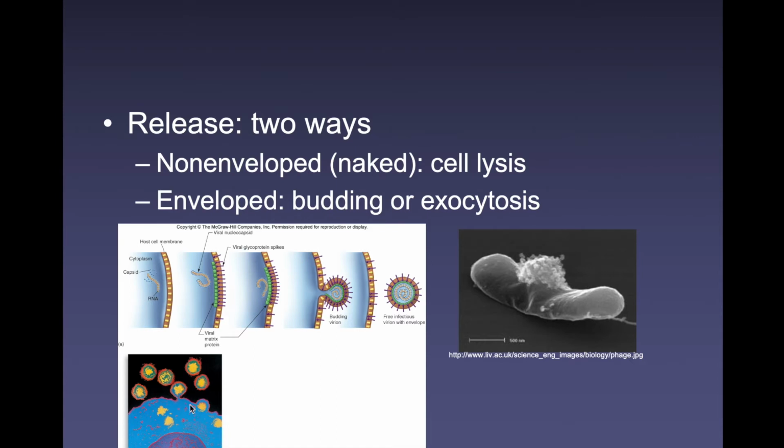And this is an electron micrograph showing an active process of budding, where you have these nucleocapsids coming and being pulled or extruded out of that cell membrane, taking with it a part of that host cell.